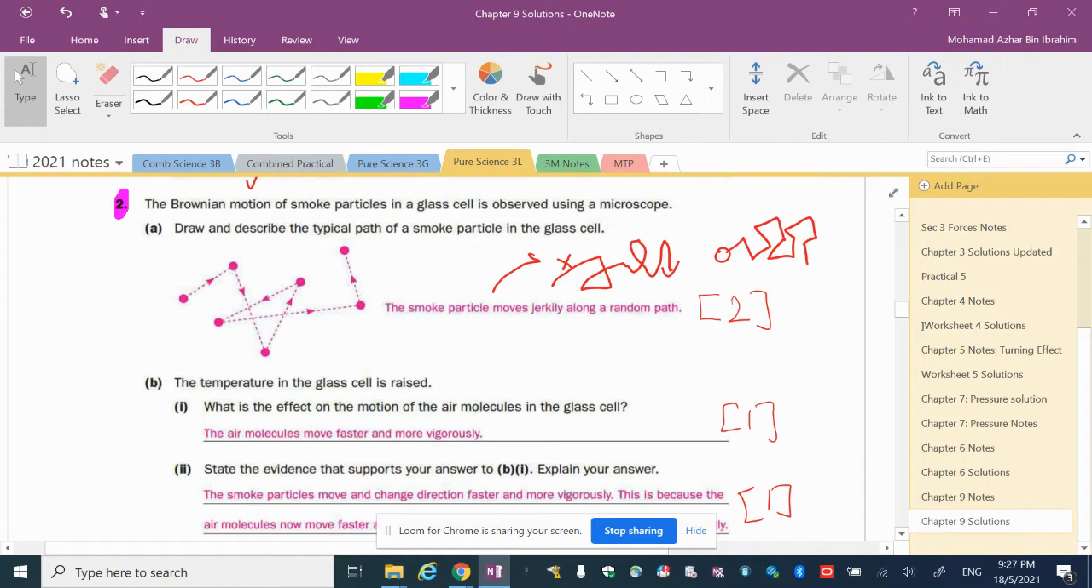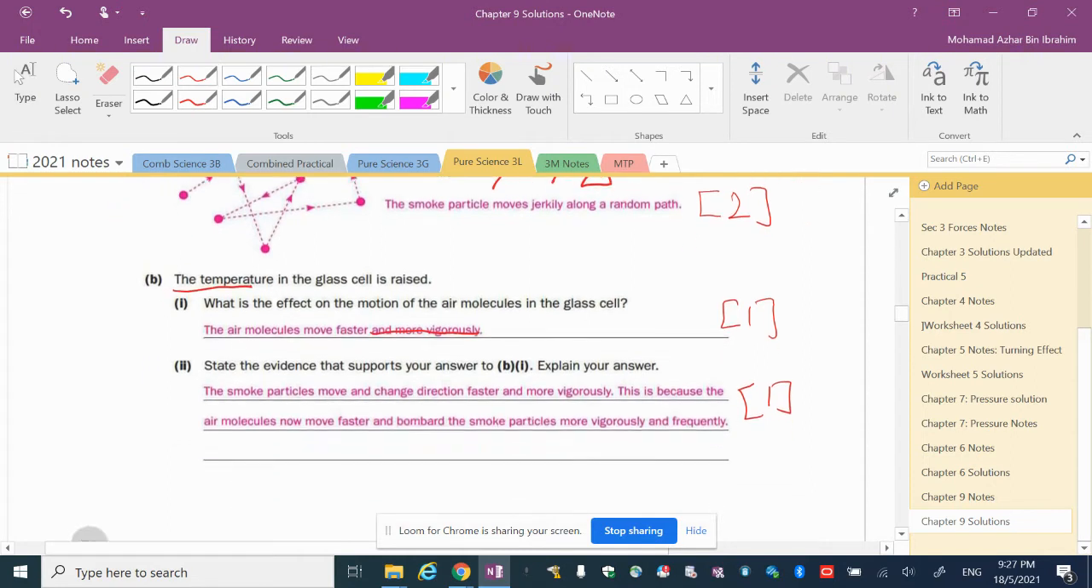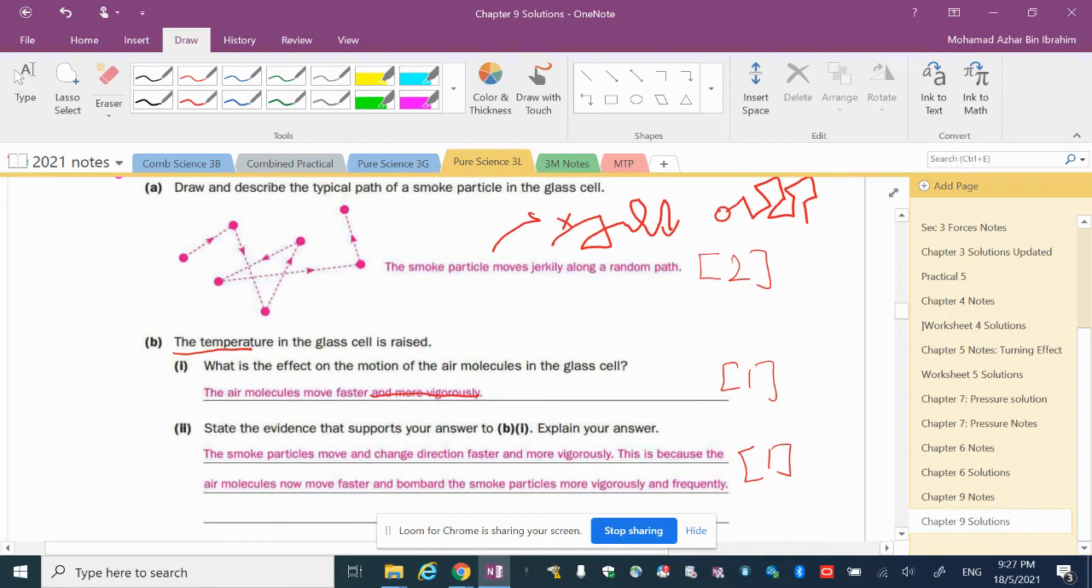What is the effect on the motion of air molecules when I increase the temperature? It just moves faster. I don't know what this word vigorously is there for. What is the evidence? Evidence is what you can see, because the smoke particles will move and change direction faster. All right. Why is that so? Because the higher the temperature, you remember, the higher the kinetic energy of the molecules, and therefore the higher the speed at which the molecules travel.